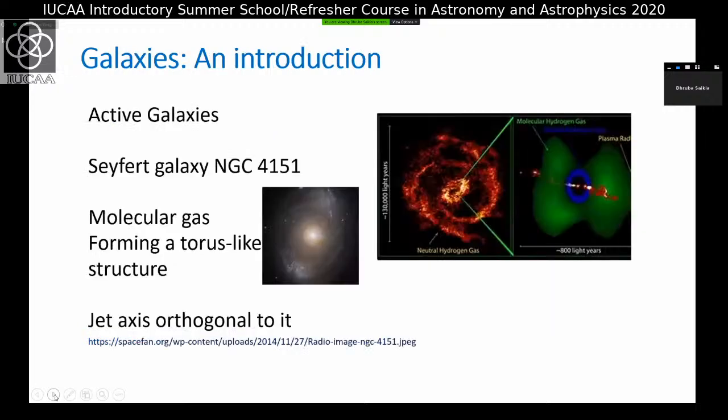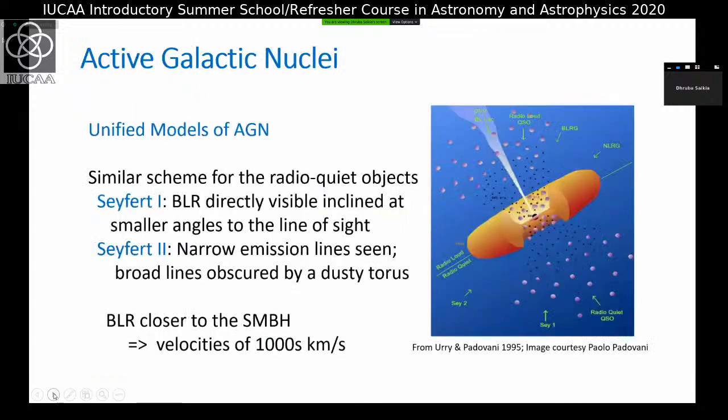You can also sometimes see evidence of the torus. In this case, this is another Seyfert galaxy, NGC 4151, where evidence of a molecular torus is seen right in the central region of the galaxy. So we have a torus which affects the optical spectra which you see. It also affects properties at other wave bands, but that is not something we'll have time to talk about.